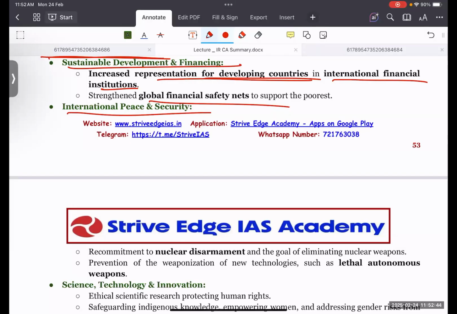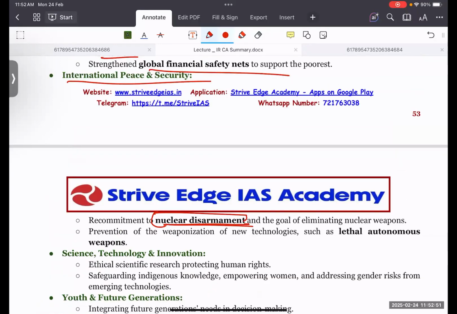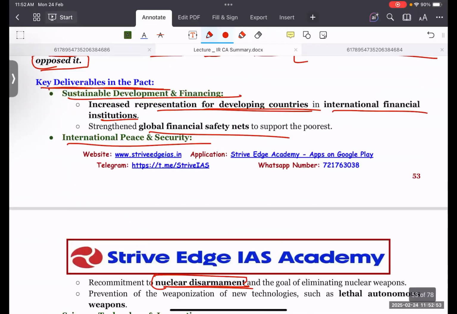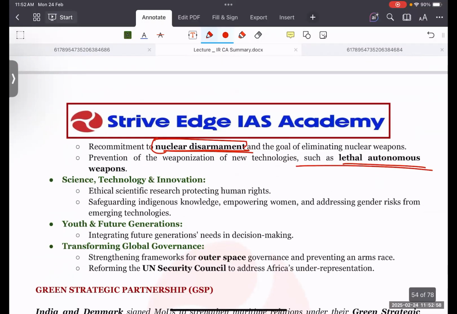And then international peace and security. So it has recommitted to nuclear disarmament. This has been under international peace and security. Now that is about the pact for the future. And also any other technologies that are leading to weaponization, such as lethal autonomous weapons which are being built, that also has to be prevented. Prevention of this particular thing has been taken up. And also in the science, tech and innovation provisions, we have ethical science and tech research, safeguarding indigenous knowledge, and emerging technologies have to be taken care of, all this.